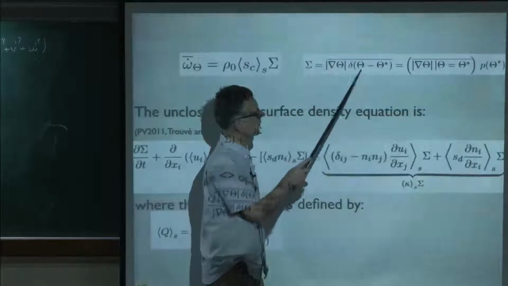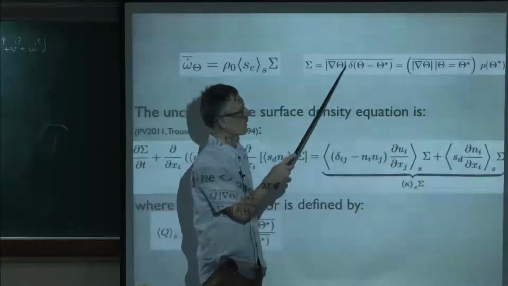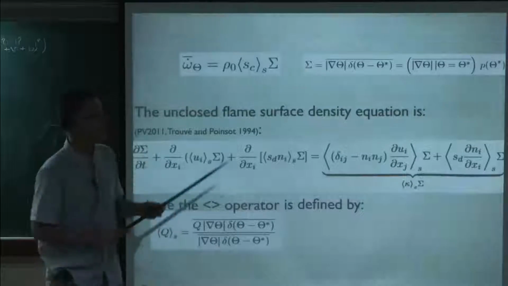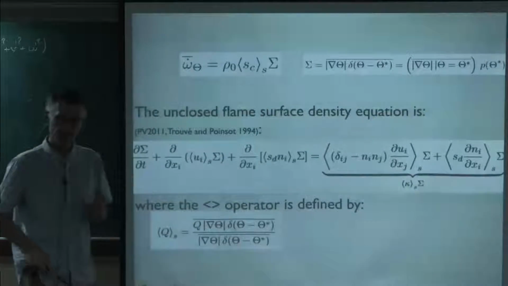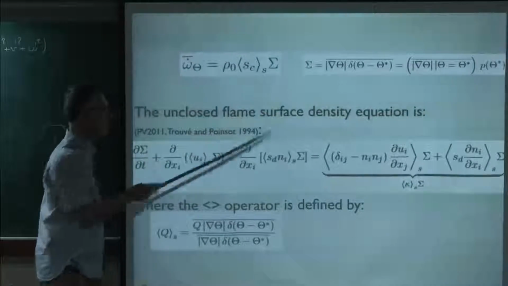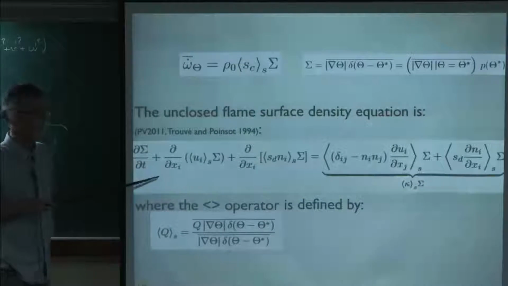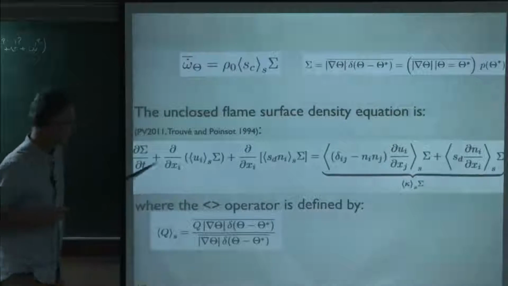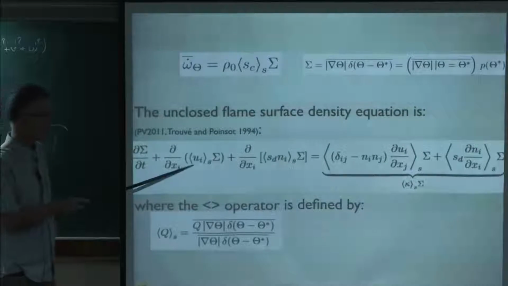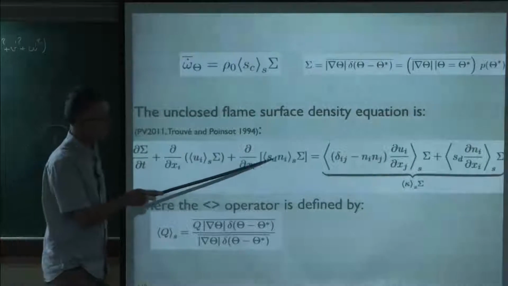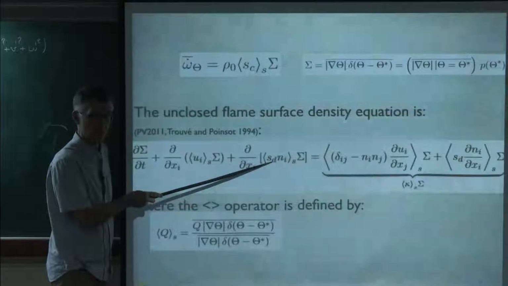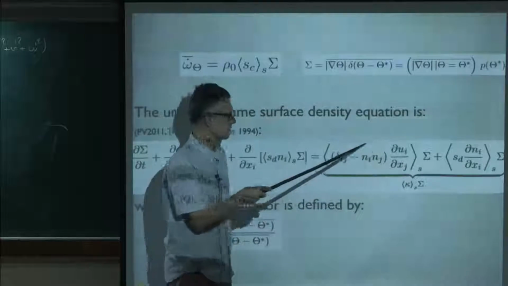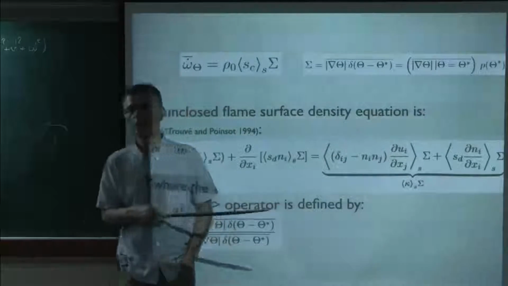So the definition of sigma itself, that was the paper of Pope actually. If you want to talk about average quantities, you need to worry about what you call sigma. And that's not easy. Once you have sigma, you can derive an equation for sigma, and it doesn't look good either, okay? Now, here, you have variation of sigma, you have a convection of sigma, you have a propagation of sigma because of the displacement speed, and here you have flame stretch, the stretch that we defined 2 days ago.